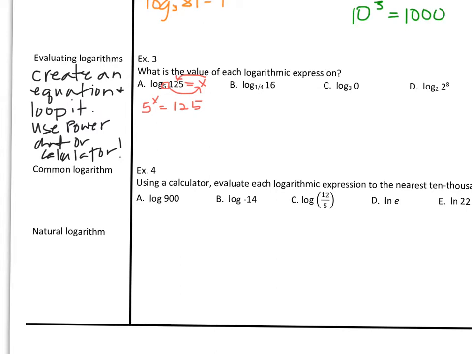5 to what power equals 125? You could guess and check on your calculator if you didn't remember this answer, or if you have a power chart lurking somewhere in your folder, this would be a really quick answer. Either way, you should get x equals 3. 5 to the third power equals 125. Let's try another one. Log base 1/4 of 16.